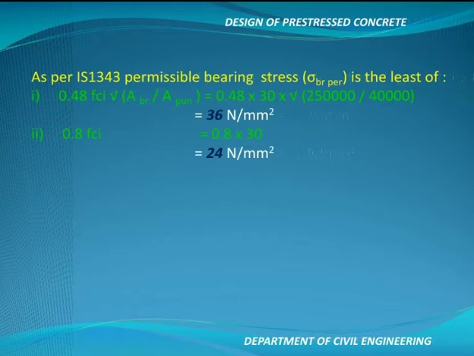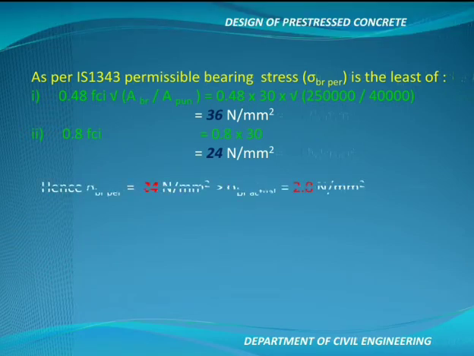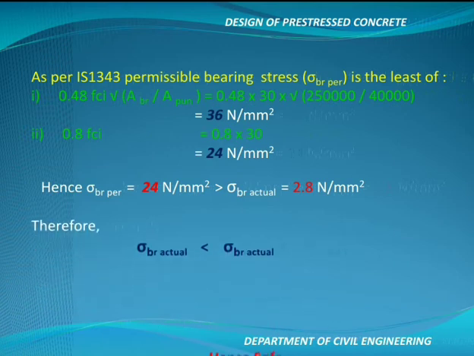The second option given by the code is 0.8 fci. So 0.8 times 30, which is the cube strength of concrete. With this we get the permissible bearing stress as 24. Now when we compare both these stresses with the actual bearing stress, we find that the permissible stresses are quite higher than the actual bearing pressure, and hence we can surely conclude that our section is safe in bearing.